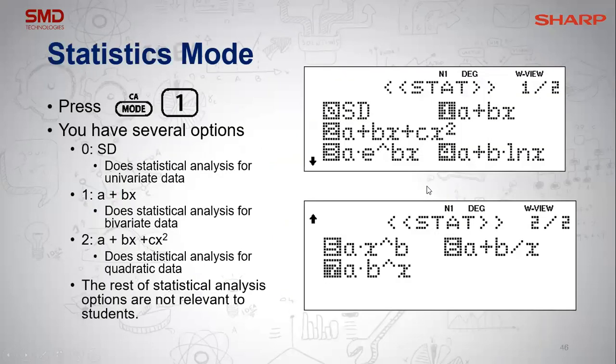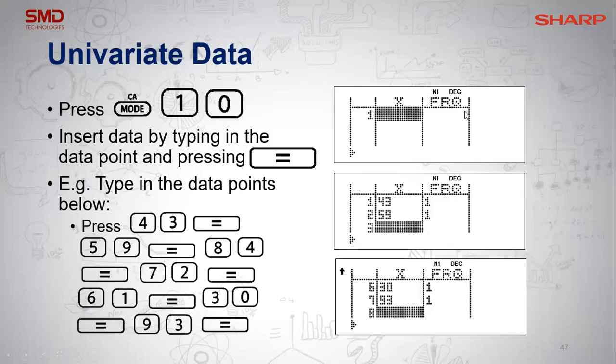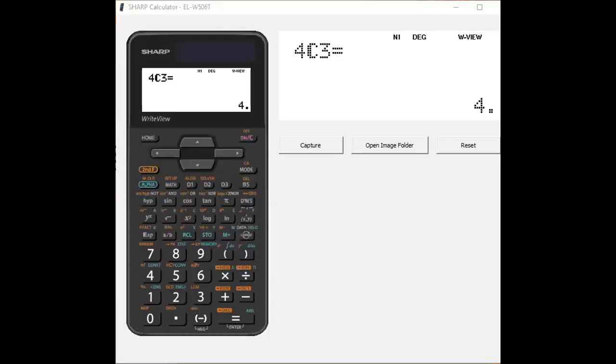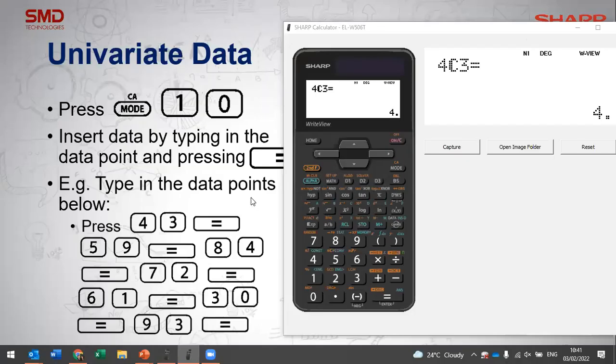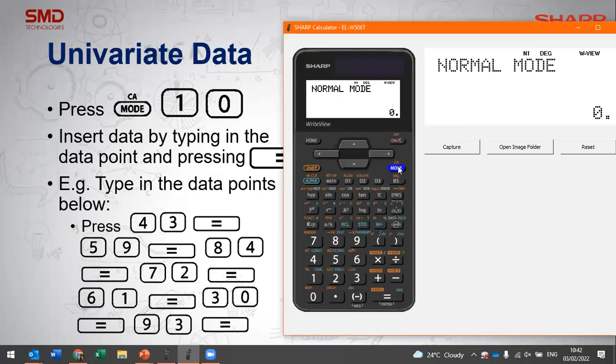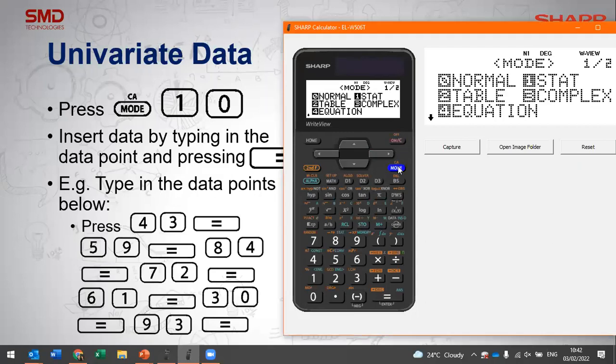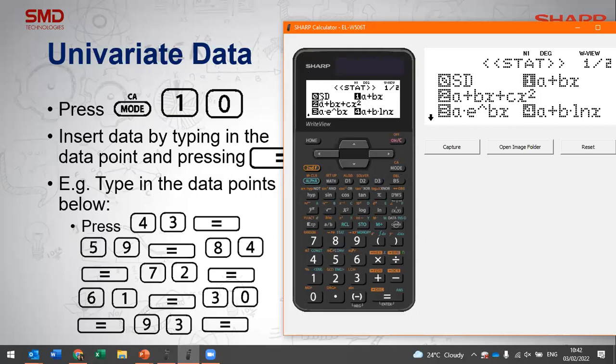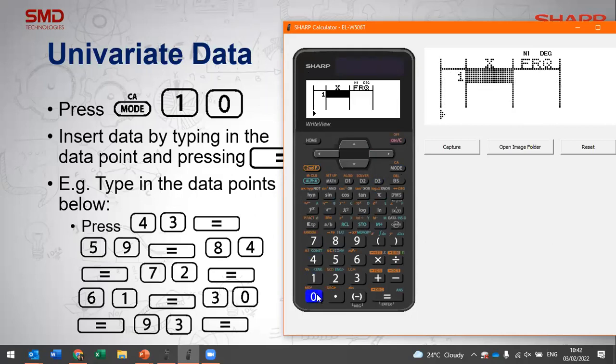Okay, let's do statistics. So much fun. Awesome. All right, so I just want to share so that you can see my data. So these are the points that we're going to type in. We're going to use single data first. So we're going to press 1 and then 0 for single data. Then all we do is type in our data values and press equals after each one.